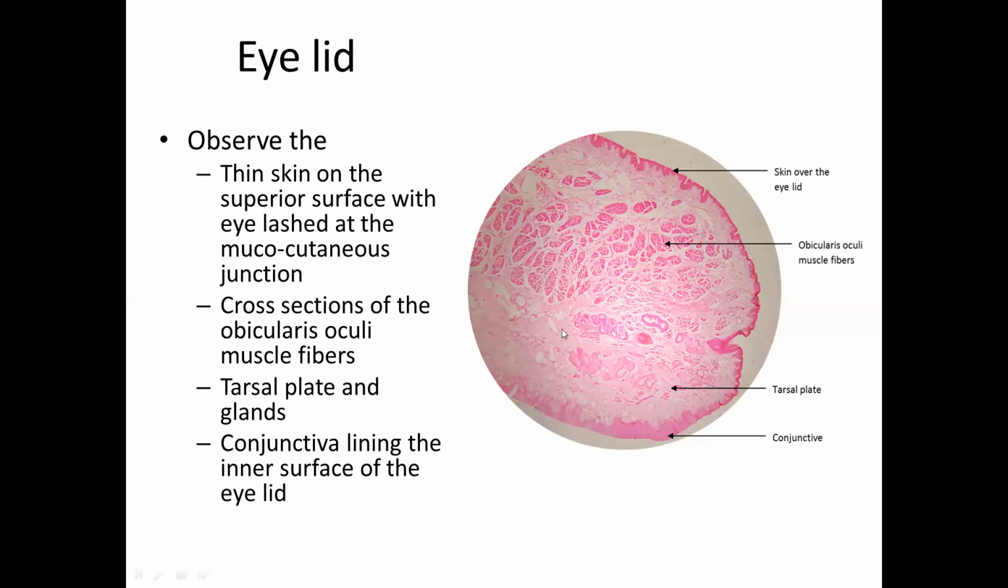Somewhere here you can see some glands, right? We talked about the glands, right? And in the middle here you get the tarsal plate, the tarsal plate, right? So those are the things that you have to identify in a cross section of the eyelid, H&E section, low power view.